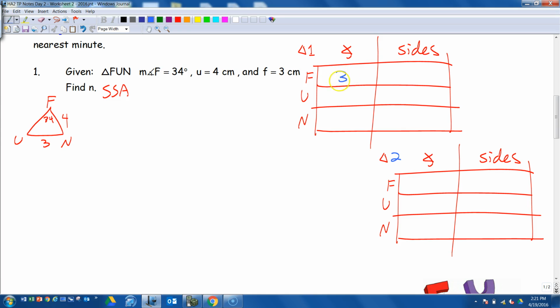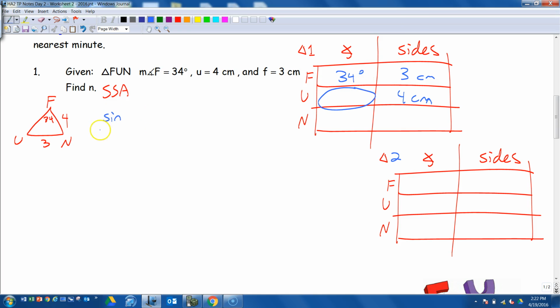So F is 34 degrees. This is 3 centimeters, and what do we know? We know that U is 4 centimeters. So clearly, with this case, this is an SSA triangle, there's a clear thing you have to find, and it's an angle, and it's going to be angle U. So we need angle U.